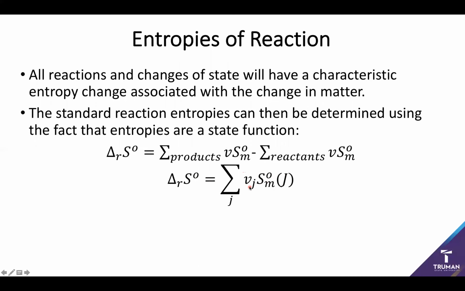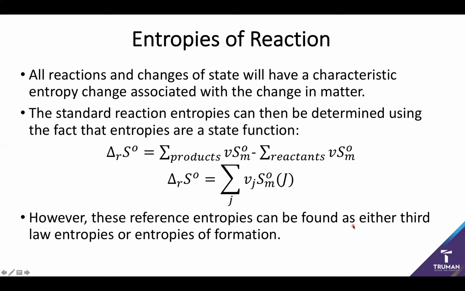However, one of the things that you need to take special note of when calculating entropies of reaction is the fact that there are often several common reference methods of giving entropy values. The most common is what's called our third law entropies. So these are essentially the absolute entropy of the substance, including its base entropy at 0 Kelvin.